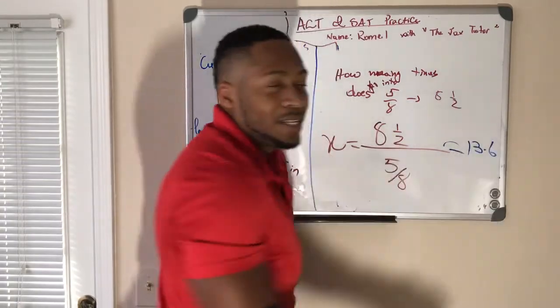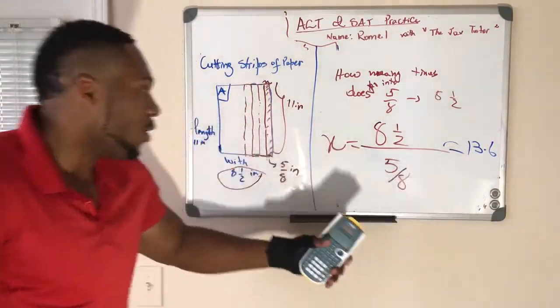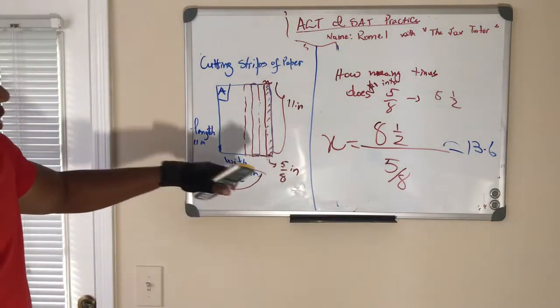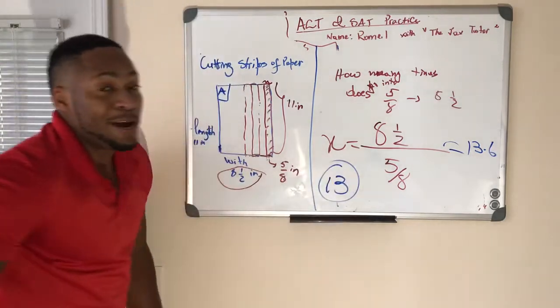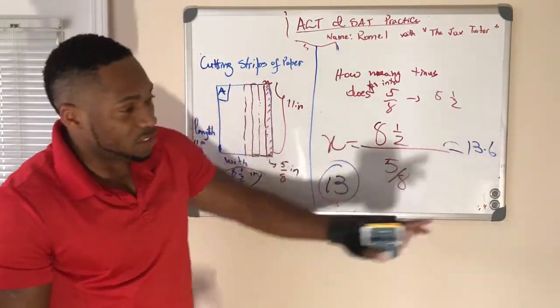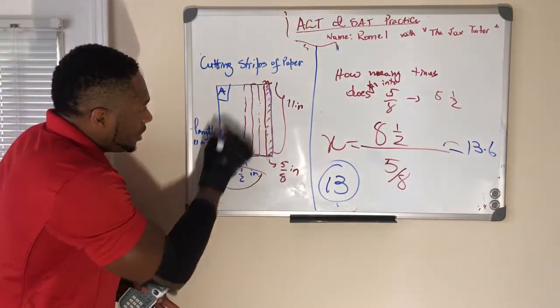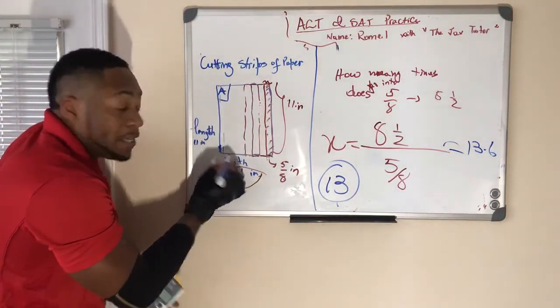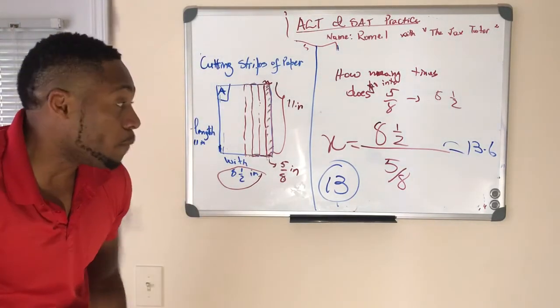13.6 strips. That's funny about this number: there's no 0.6 strip. So how many can I make? 13. I can only make 13. That's the maximum number I can make. I can't make 14 because it's not a whole strip. After you make 13, there's going to be a little bitty piece left, and you won't be able to make a strip out of that because the width won't be 5 over 8.